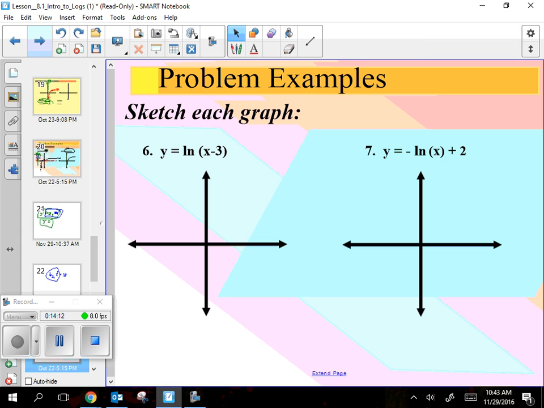If we gave you a calculator, you'd be just graphing it on the calculator.